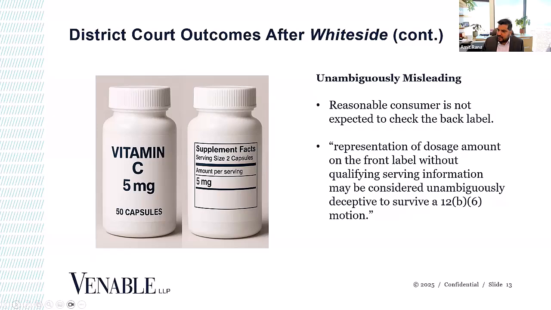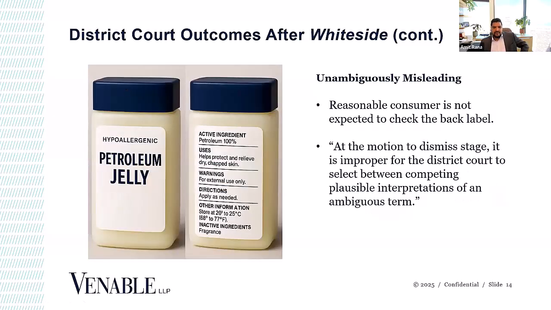So the last hypothetical district court case that I want to talk about is a hypoallergenic petroleum jelly product. If you look at the back, at the very bottom, you see fragrance. Plaintiff's theory was that fragrance is a well-known allergen. You cannot call your product hypoallergenic and have fragrance in the product, and you cannot hide the inclusion of the fragrance on the back panel. Again, the court said that reasonable consumers would not be expected to look at the back label here. It is improper for the district court to select between competing plausible interpretations of an ambiguous term.